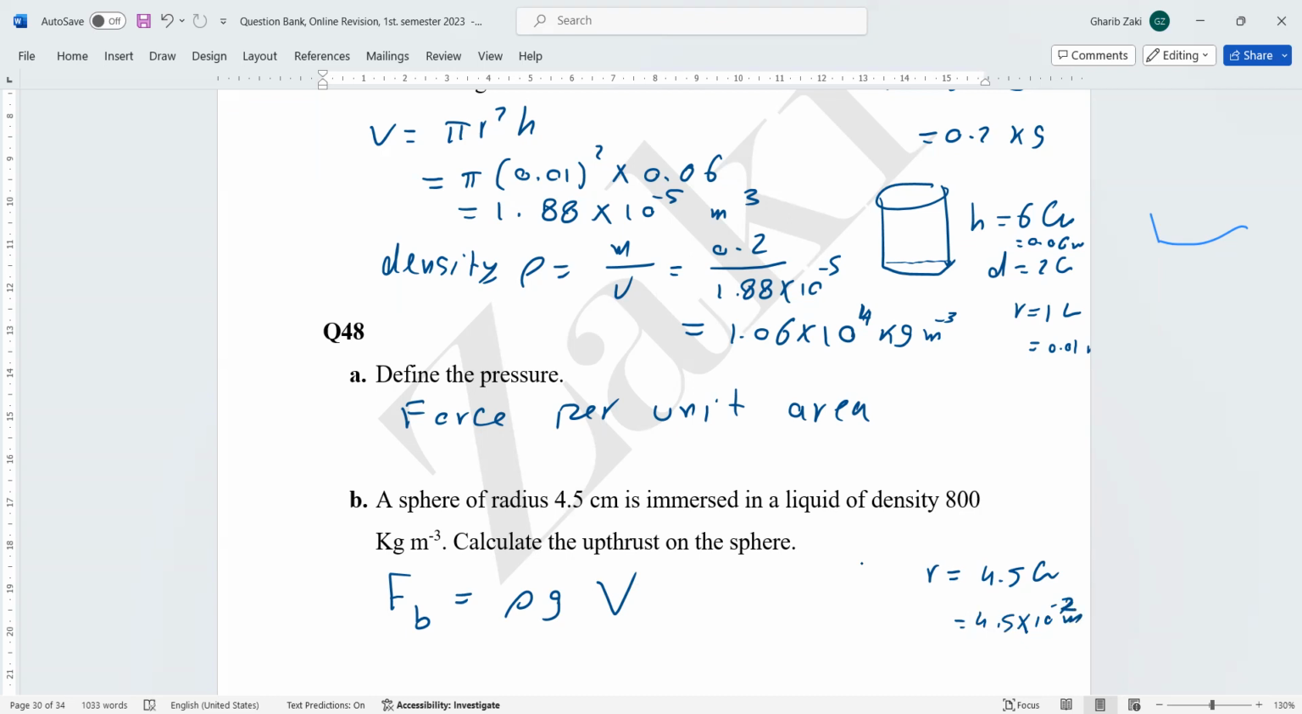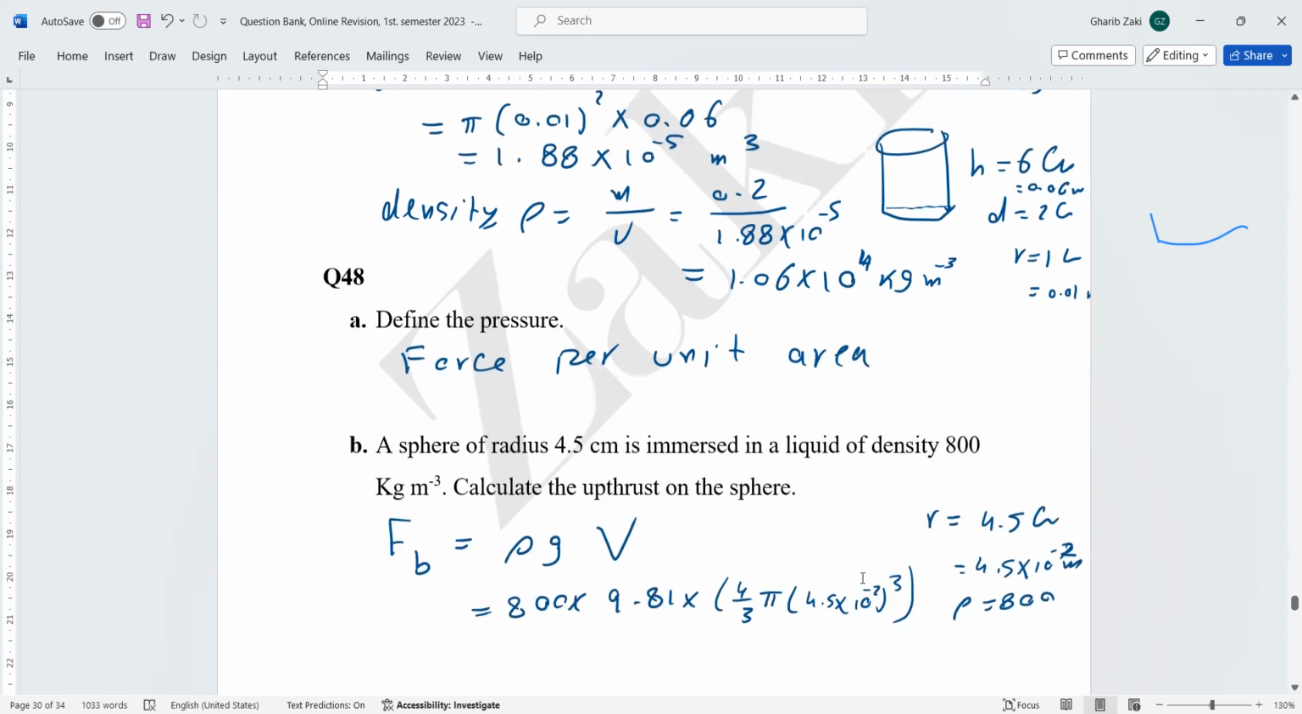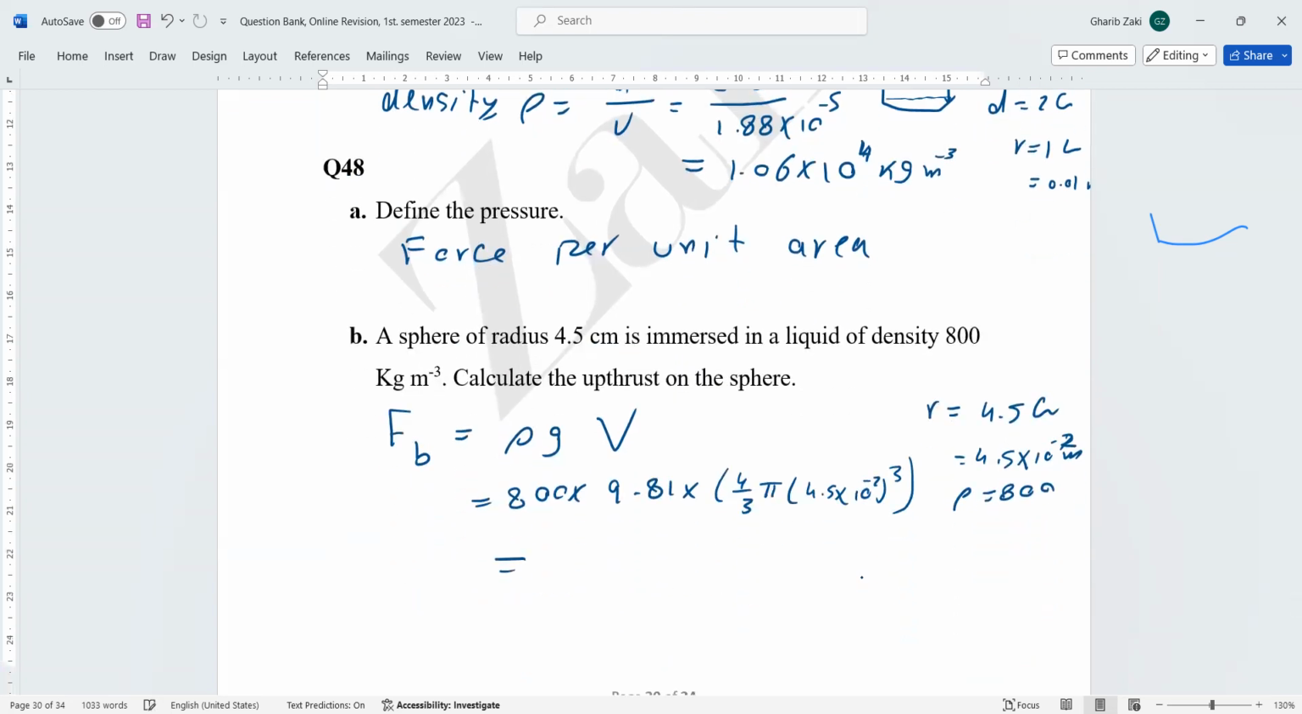Here he gave us the density, rho equals 800. Then it's 800 multiplied by 9.81, multiplied by the volume of the sphere, which is 4/3 pi r cubed. R is 4.5 multiplied by 10 to the power negative 2, all cubed. We calculate this, it will be 3 newton. So this is the upthrust.